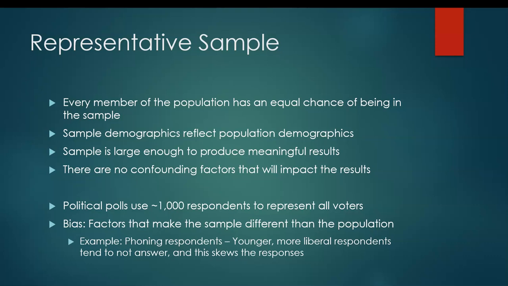Bias are factors that make the sample different from the population, and I just gave you a great one with the age of the sample members. But here's another one for political polls. Some political pollsters, and they may have gotten away from this now, were phoning respondents, and typically younger respondents, who tend to be more liberal politically, would not answer the calls. They would filter the calls out, or they would take them on their cell phone or their mobile. So it was the older folks answering the calls at home that were responding to the polls, and that was skewing the responses more towards the more conservative views of the older respondents.